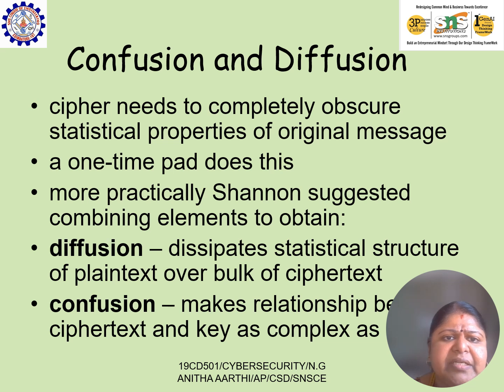We can see what is diffusion and what is confusion. A cipher needs to completely obscure the statistical properties of the original message, and a one-time pad does this. More practically, Shannon suggested combining elements to obtain diffusion and confusion. Diffusion dissipates the statistical structure of plain text over the bulk of the ciphertext. Confusion makes the relationship between the ciphertext and the key as complex as possible.